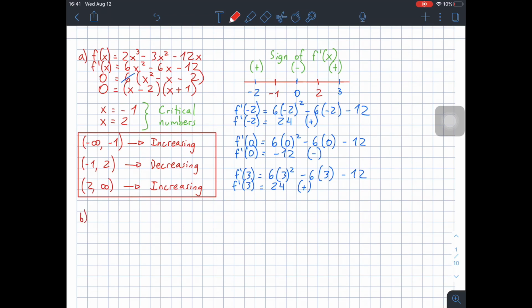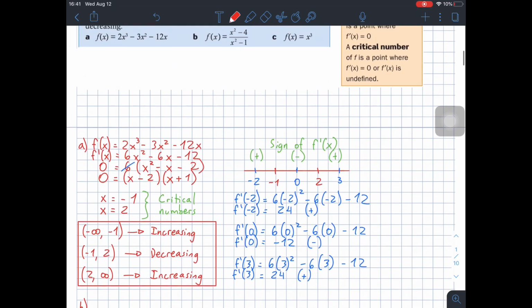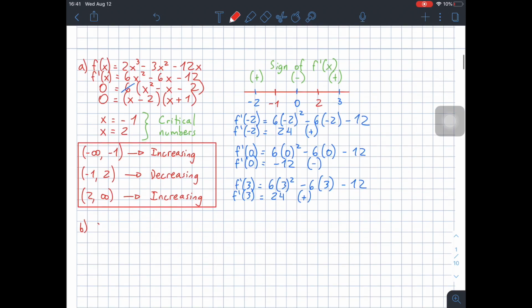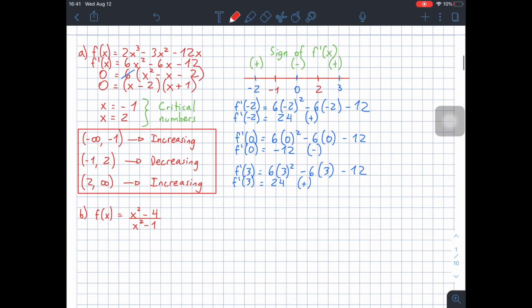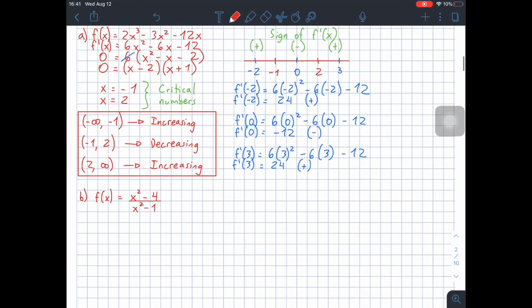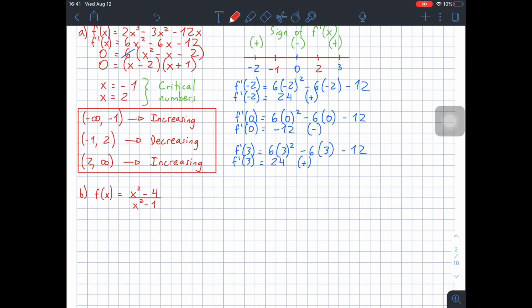Part B. I'm going to copy the function f of x is equal to x squared minus 4 over x squared minus 1. Okay? So if I want to find the intervals where the function is increasing or decreasing, the first thing I need to do is find the derivative of the function. So I need to calculate f prime of x.